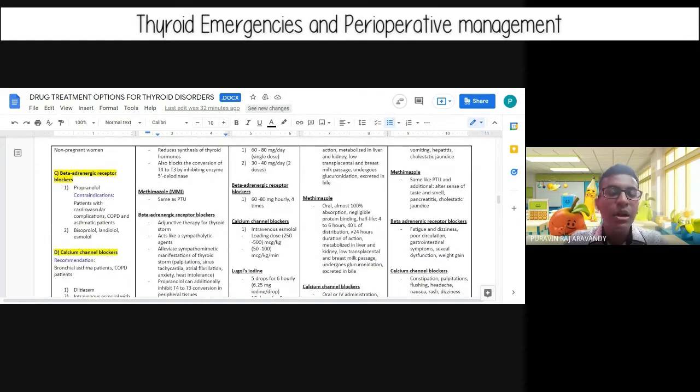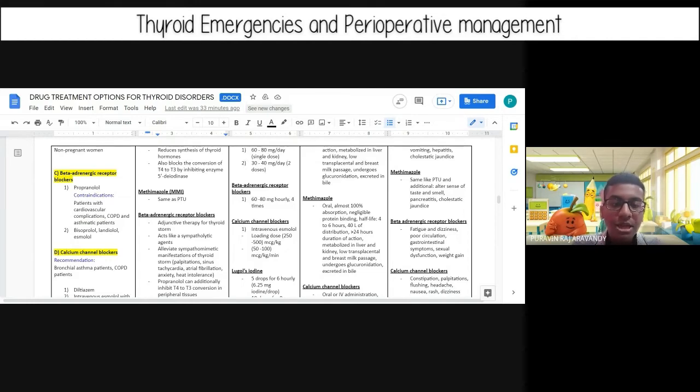Now the third class of drugs that can be used to treat thyroid storm is beta adrenergic receptor blockers. This beta adrenergic receptor blocker is not used for a curative purpose for thyroid storm, but is a kind of palliative method. Palliative method means it treats the signs and symptoms, the clinical manifestations of thyroid storm, but it can never cure thyroid storm. Examples of beta adrenergic receptor blockers are propranolol, bisoprolol, landiolol, and esmolol.